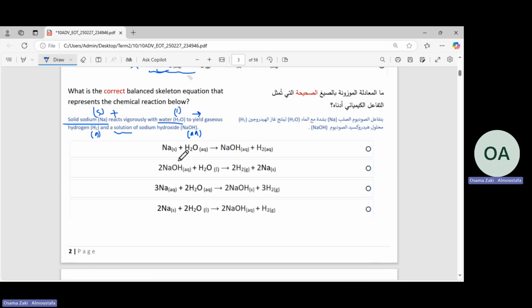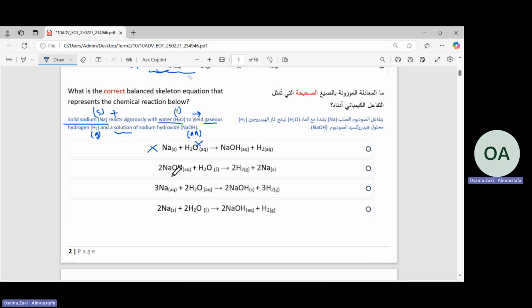So let's check. Here they said Na, which is solid, but they said here water is what? H2O, water is aqueous. So this is not correct. Okay, so we can cancel this option. And here look at the hydrogen. Hydrogen is gas, but here it is aqueous, so this is not correct.